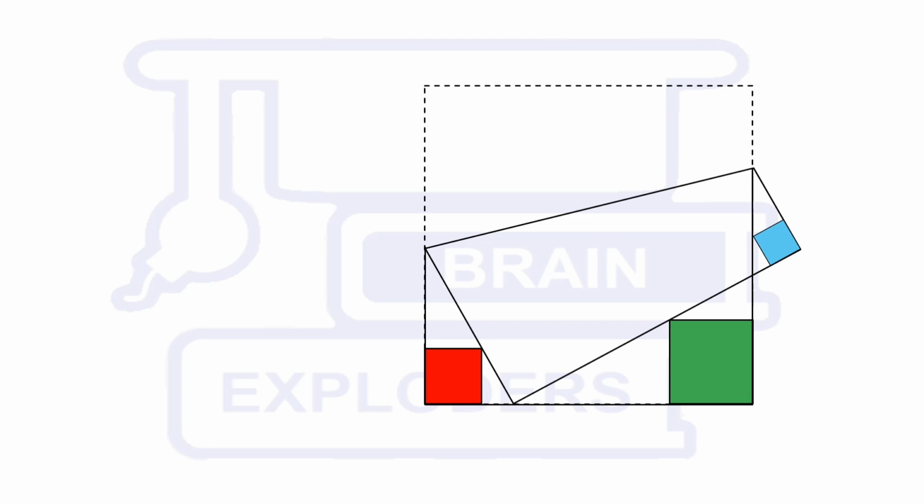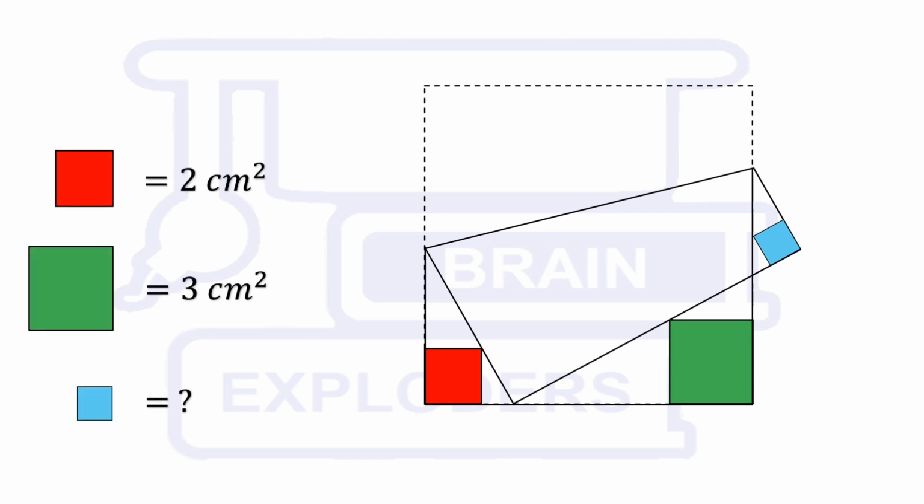Area of this green square is 3 square centimeters. The red one is 2 square centimeters. You have to find the area of this blue square. If you have not tried this question yet, you can pause the video for more time.